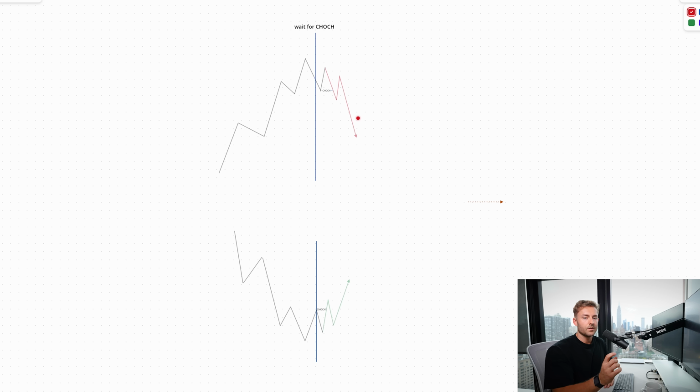Okay, and the next thing I'm looking for is my next layer of filtering, which is something called a change of character. Now, to explain this simply, when we have a trend developing, you'll see that we have a higher high, a higher low, higher high, higher low. For a downtrend, we have a lower low, lower high, lower low, lower high. When we finally have price that is making a high that is lower than the previous high, or a low that is higher than the previous low on the downtrend, so a change in that direction, that's what we call a change of character.